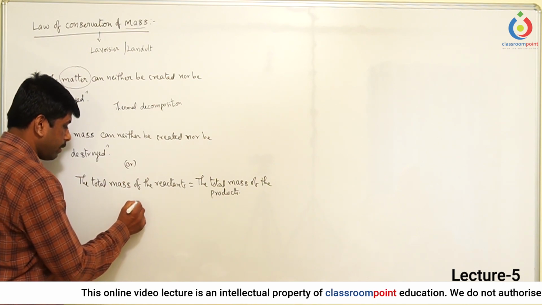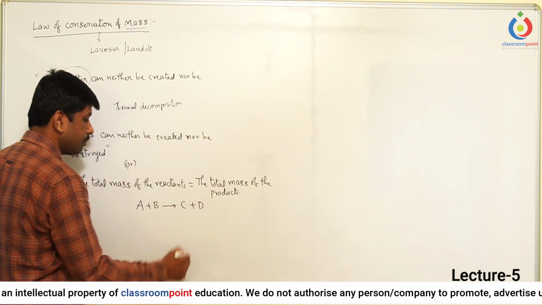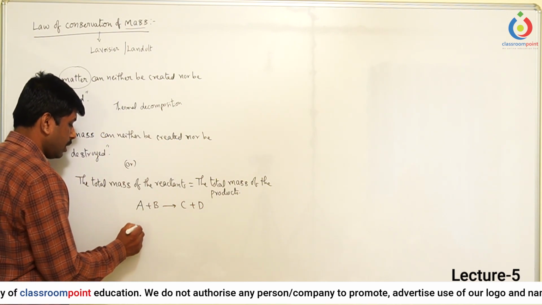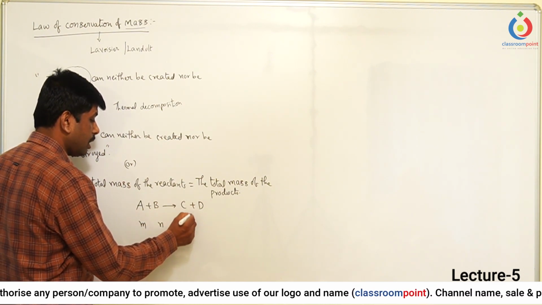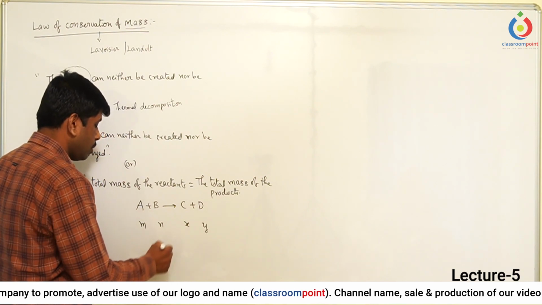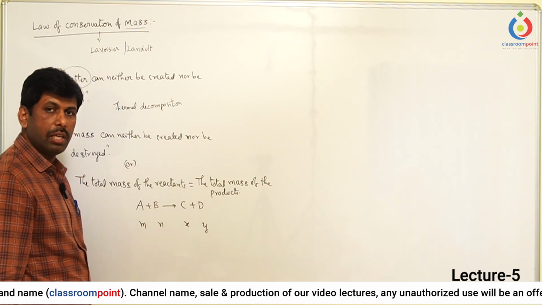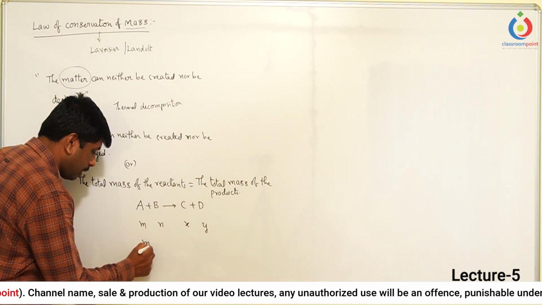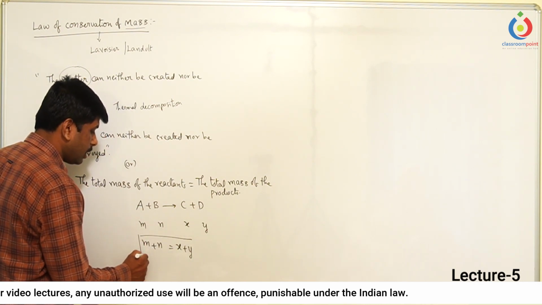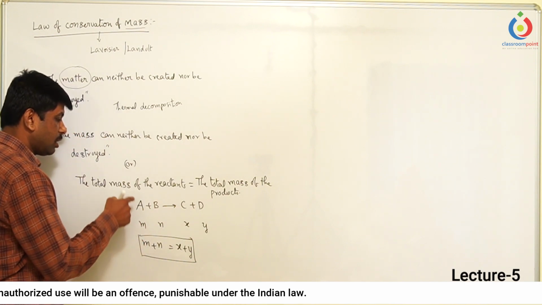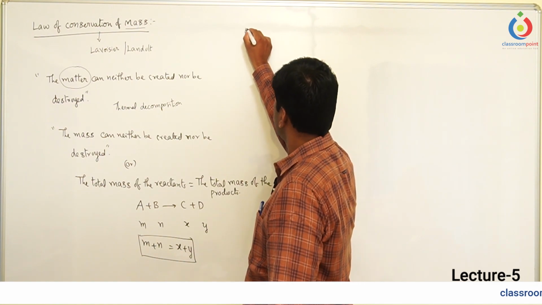Let us take an example here. Imagine there is a reaction between A and B producing C and D. The mass of A is, let it be, m grams, whereas B is n grams, C is x grams, whereas D is y grams. Now if you apply this definition, that is, the total mass of the reactants is equal to the total mass of the products, then the mass of the reactants m plus n is equal to the mass of the products x plus y. Let us take an example justifying this definition. That is example 1.